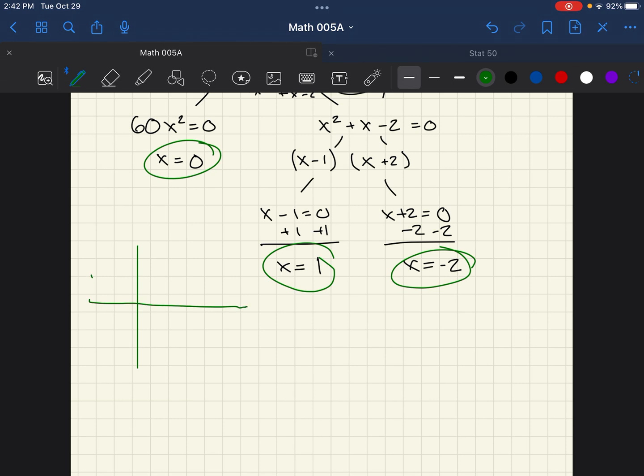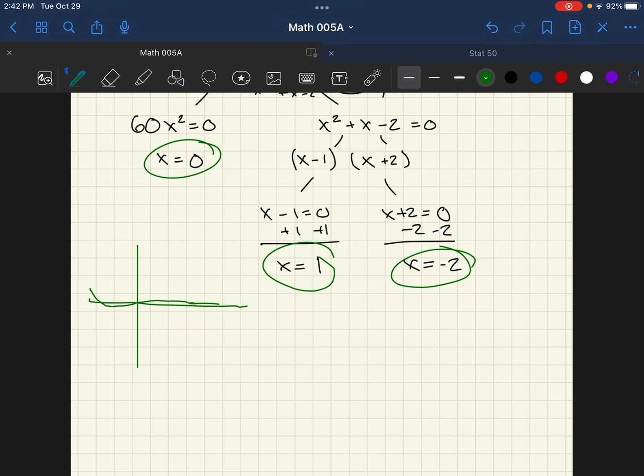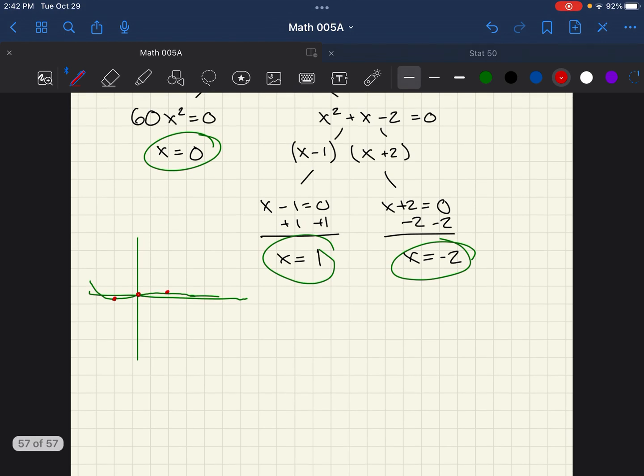And if we were to graph it, the graph would look something like this, where it would kind of dip at negative 2. Okay, hold on, let me redraw that. Dip at negative 2, hit 0, and then kind of just stay like that. Our points would be negative 2, 0, and 1. So you can see that negative 2 is the local min, 0 is neither, and 1 is local max.